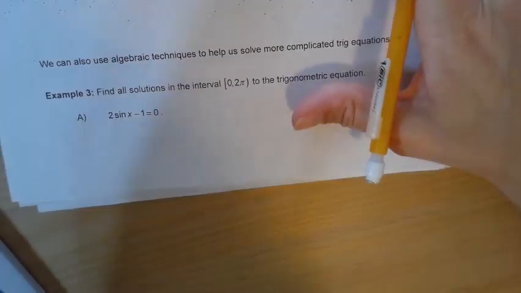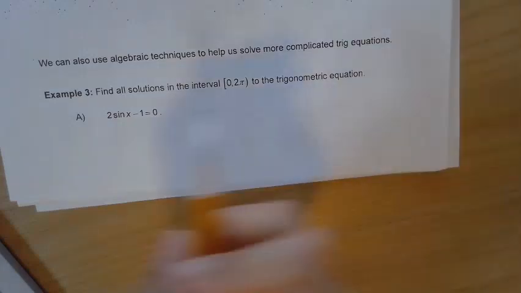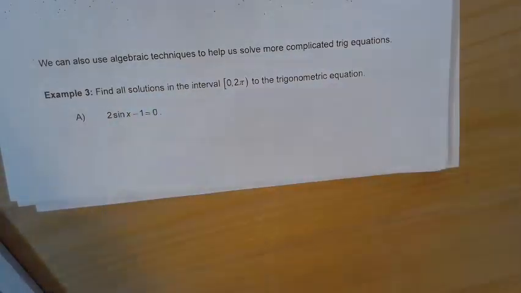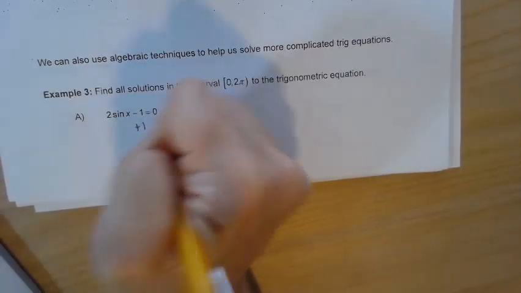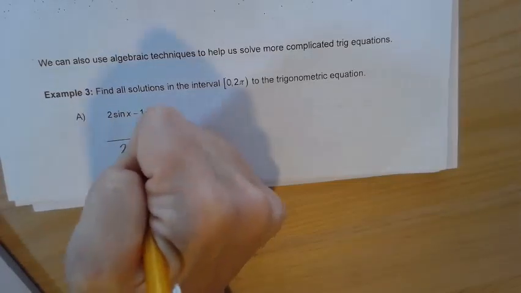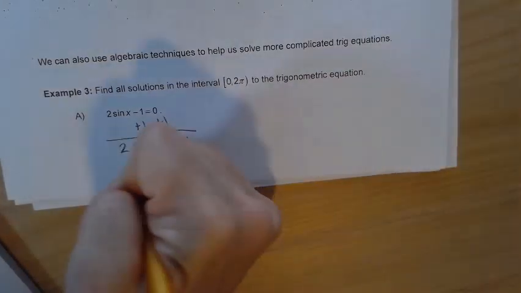What we are going to do is keep finding out what values make the statement true. But in some cases, like example 3, we're going to have to do some solving before we can look at our unit circle. So if we want to get the trig function of x by itself to be able to use the unit circle, what do we need to get rid of first? We need to add 1 to both sides. So we end up with 2 sine x equals 1. Now we have to get rid of the 2, so we divide by 2.